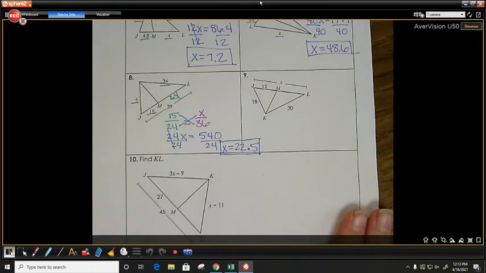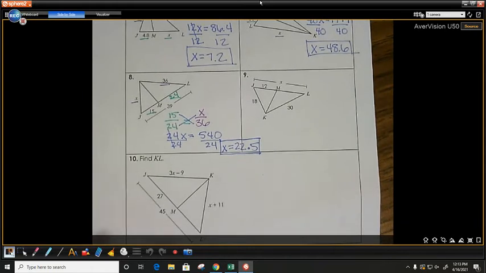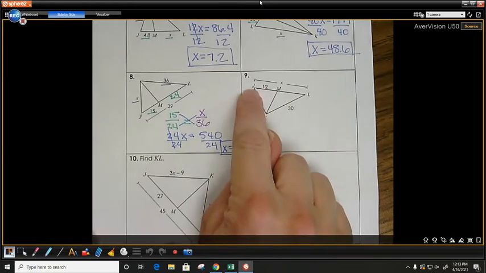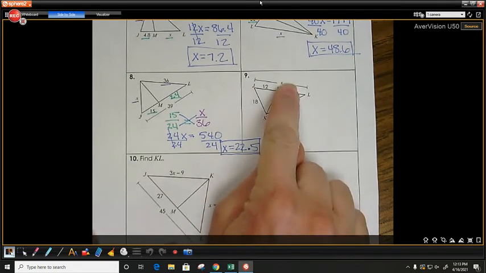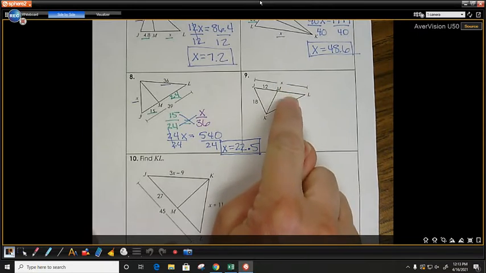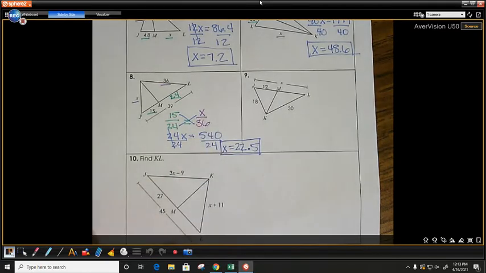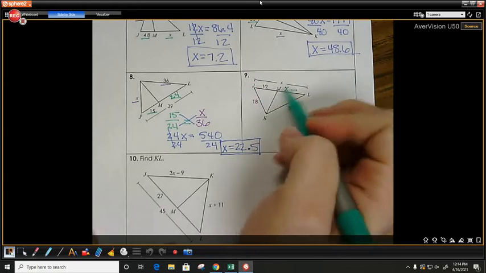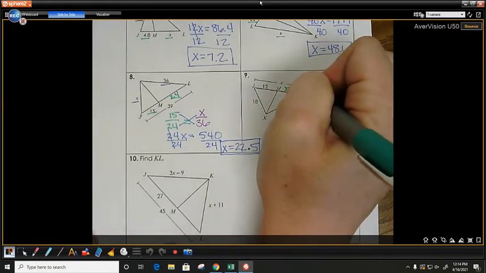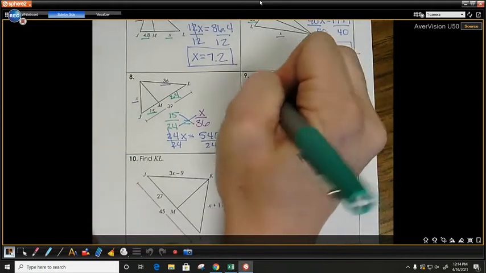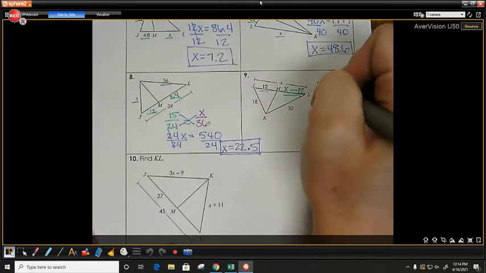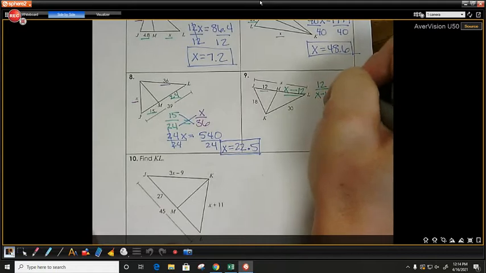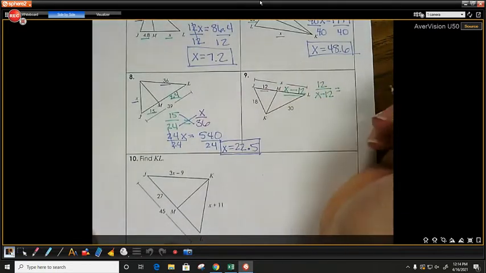Next one. So, again, it's telling me that JM is 12 and the whole JL is x. So I'm going to have to calculate what ML is. Okay? So ML is the whole piece, which is x, minus the piece of the segment it gives me, so minus 12. So I'm going to do 12 over x minus 12 equals 18 over 30.